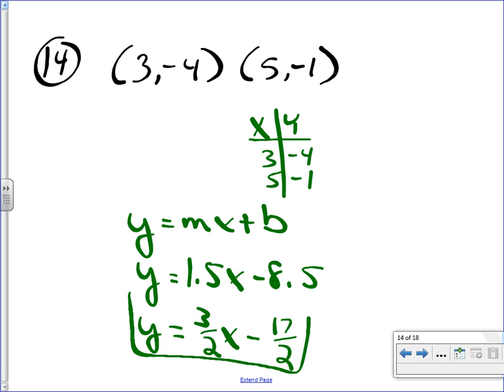So this is the one we're looking at. So it's the same thing. Those decimals are the same thing as those fractions. That's number 14.